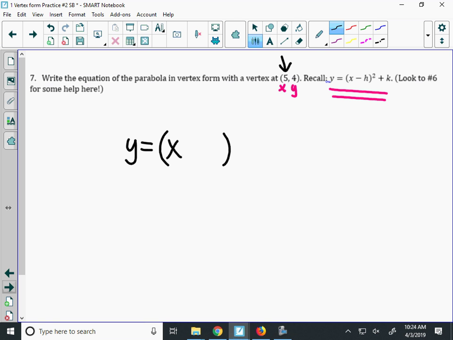So I'm going to put an x, but if I have a positive 5, in the parentheses goes a minus 5. We have to have a squared outside the parentheses for vertex form. And then the number on the end is the same as the y value. So that would be your vertex form equation.